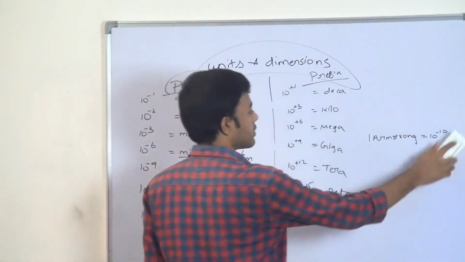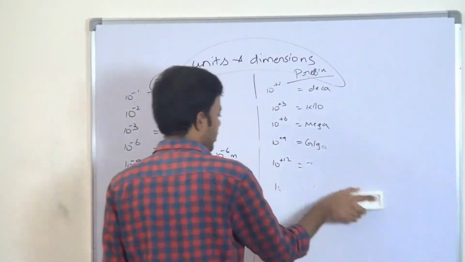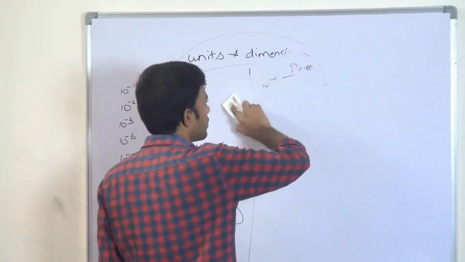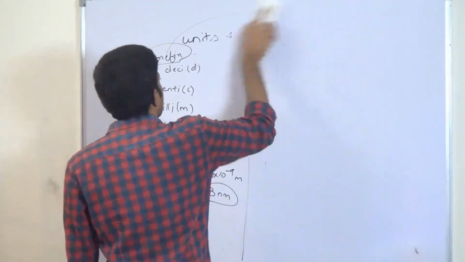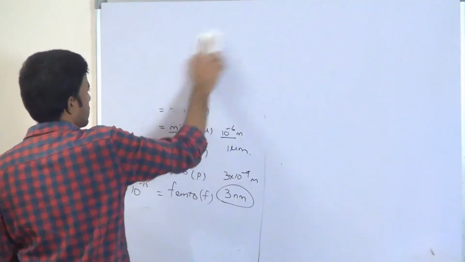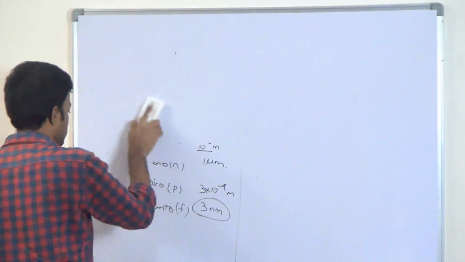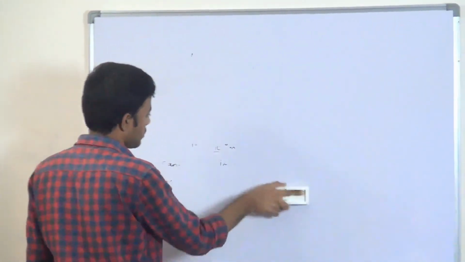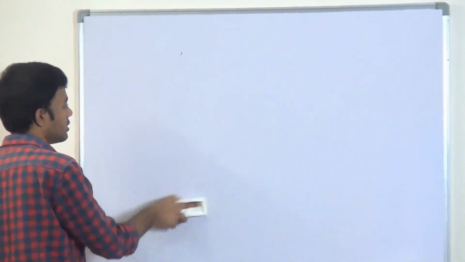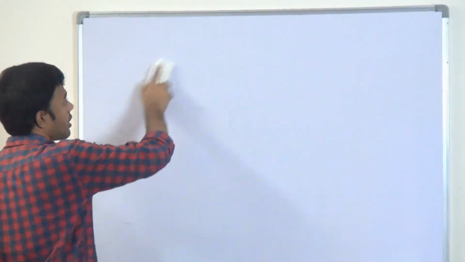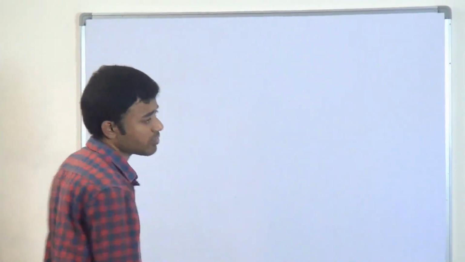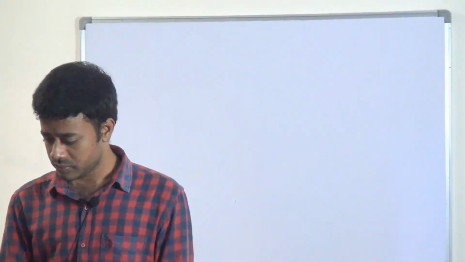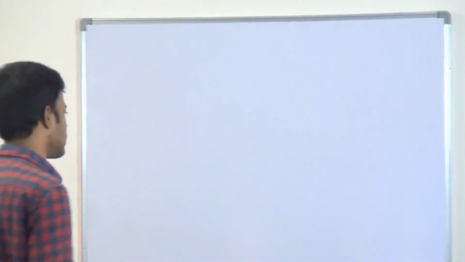So after indicating the dimensions with the help of the prefixes, next we have some other topics. What is the use of dimension, and why do we have to write the dimensional formula? The dimensional formulas are written for a purpose. Why do we have to use the dimensional formula?